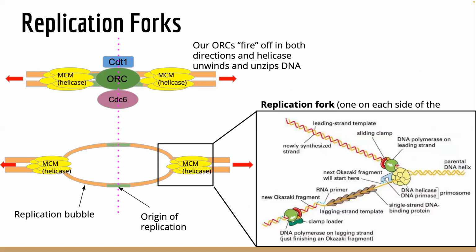So this is just a little bit about the replication fork at the origin of replication. There are 2 replication forks at each origin of replication. One is going to go to each side because replication happens bidirectionally. In the next slides, we'll go a little more in depth about what each of these branches are. But you should know that there are 2 replication forks, one going in each direction.